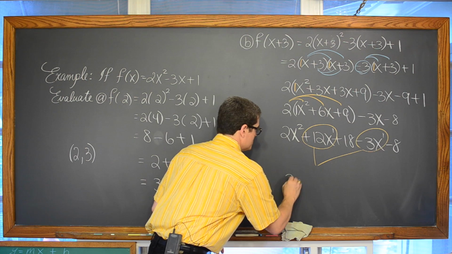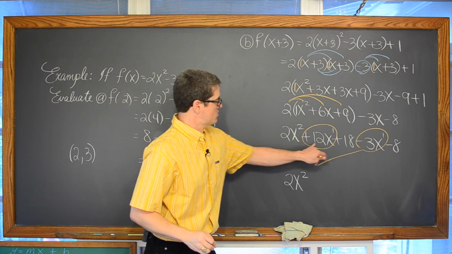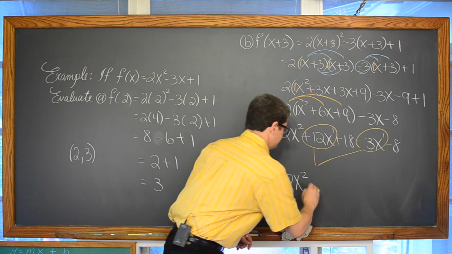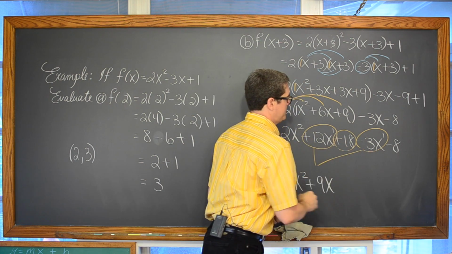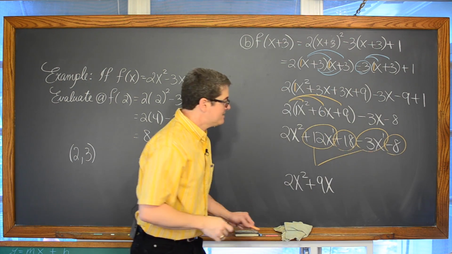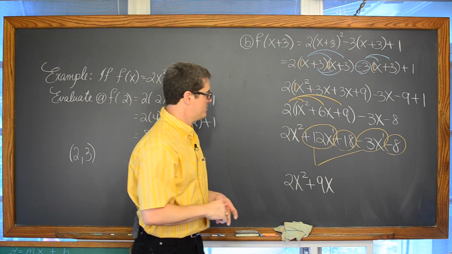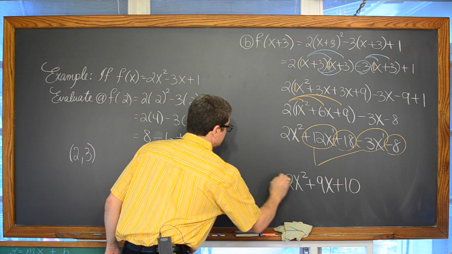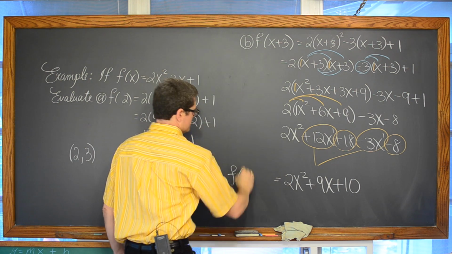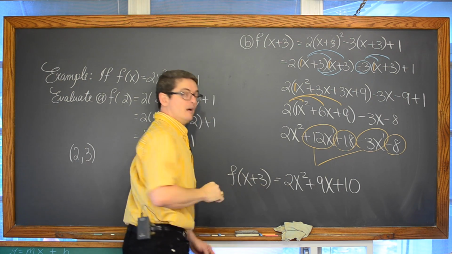Where it's going to give us 2x squared. 12 minus 3 is 9. And then we have positive 18x and negative 8. Well, 18 minus 8 is equal to 10. And this is f of x plus 3.